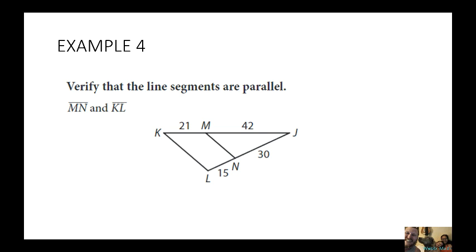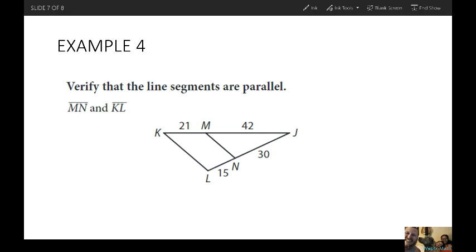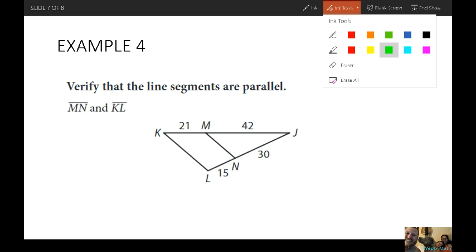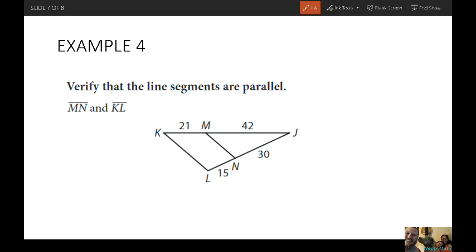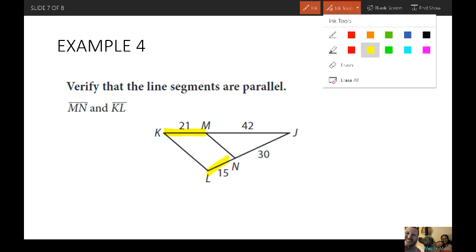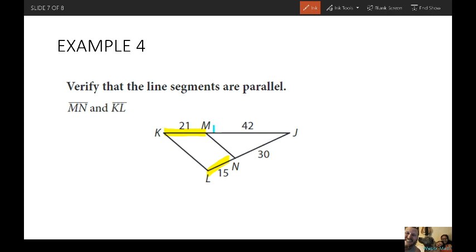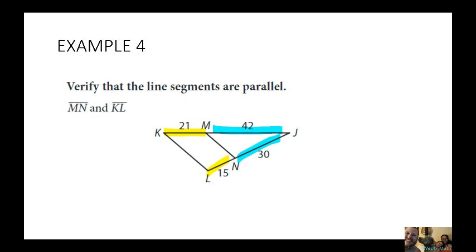All right, so notice how they didn't tell us that the lines are parallel, but we have to verify that they are. Well, for them to be parallel, the line segments have to be proportional. So if they're proportional, we need to be able to visually see this. KM has to be proportional to that guy. Okay, has to. And then JM has to be proportional to JN. So how do we set this up? Well, we have to prove that they're proportional. So JM is going to be proportional to MK.